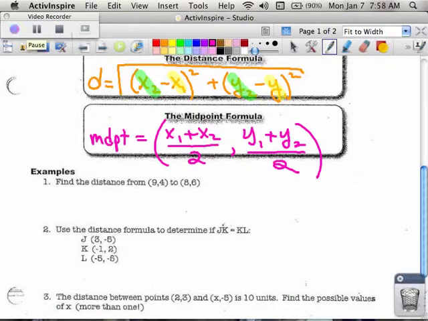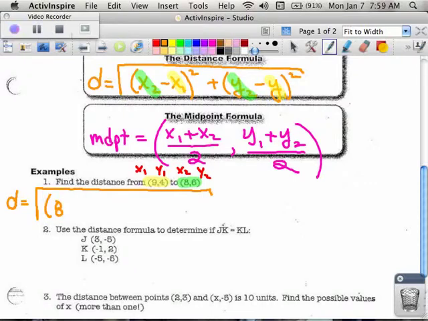So if I look at the first example, and I try to use the distance formula, and we go back to what we were talking about earlier from the color coding, this would be my x1, y1, and this would be my x2, y2. Specifically, if I was labeling them, this would be x1 for the 9, y1 for the 4, x2 for the 8, and y2 for the 6. So now if I tried to find the distance using our formula, my distance is equal to the square root of, and I would take the x2, which is 8, minus the x1, which is 9, and square it. And then I would take the y2, which is 6, minus the y1, which is 4, and square it, and then square root the whole thing.